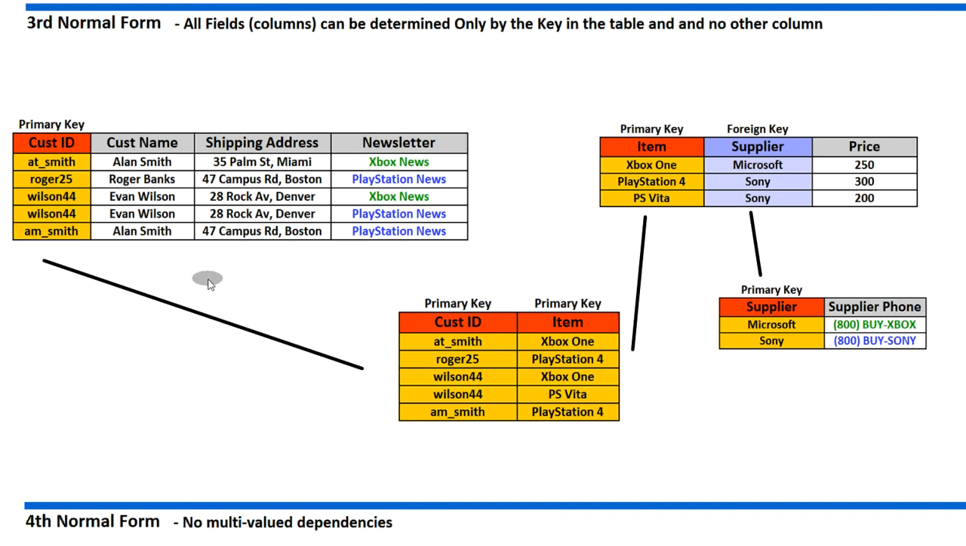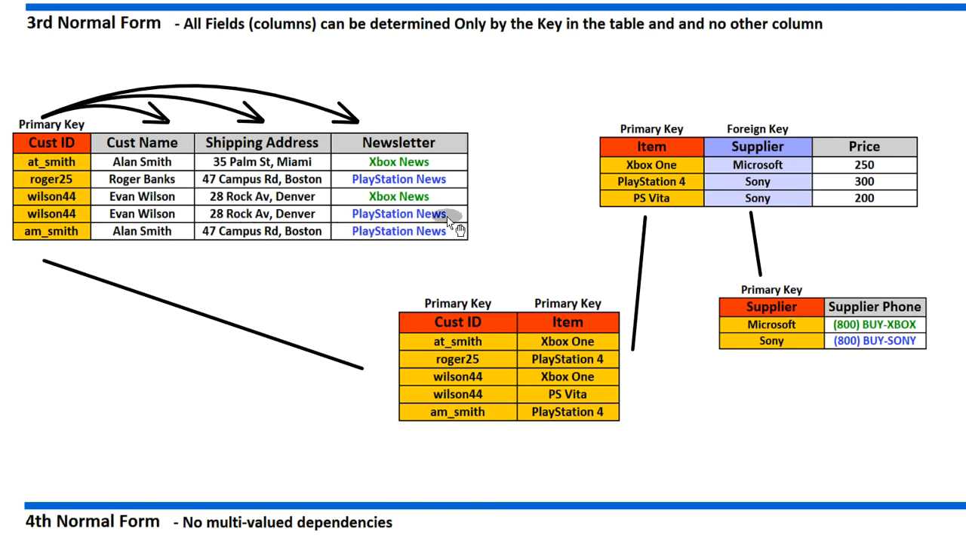Well, what does that mean? What's a multi-valued dependency? It's basically this. This field depends on the customer ID. This address depends on the customer ID, and the subscription depends on the customer ID. So these are all dependencies of the key. However, there's still a problem. As you can see, Evan Wilson is in here twice with the same address because he subscribed to 2 different newsletters. So if he would change his address, I would have to change it in 2 places.